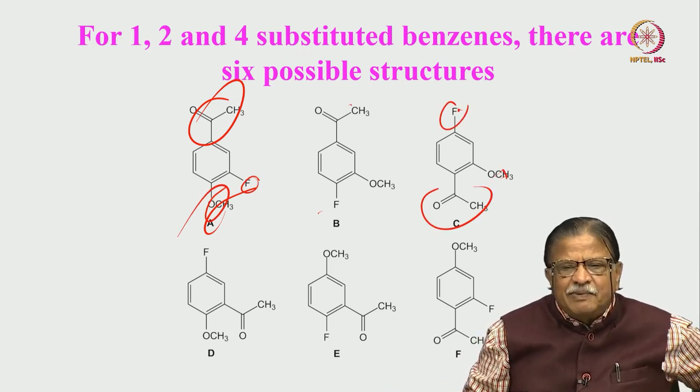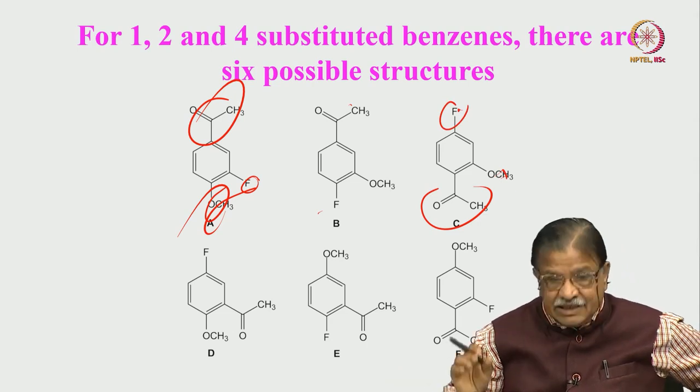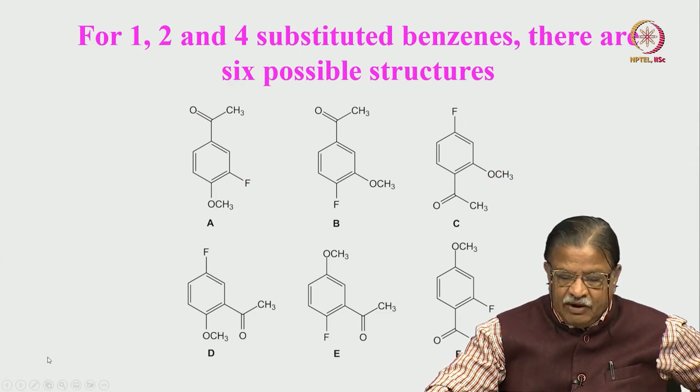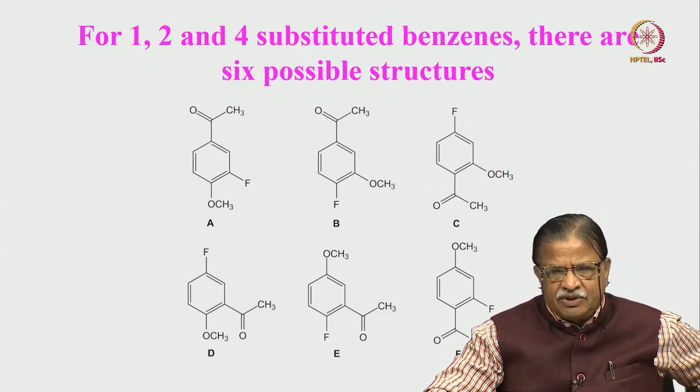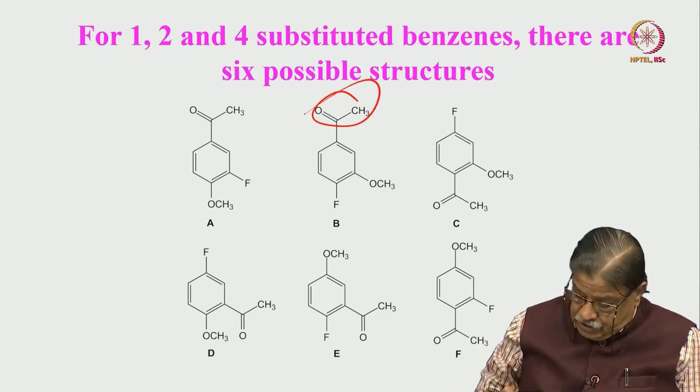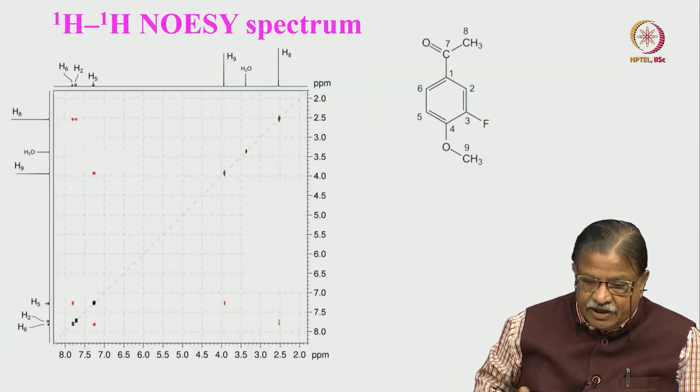Think of all the possibilities. There are 6 such possibilities we can think of for 1 to 4 substitution, where 1 is fluorine and the other 2 substituents are OCH3 and the acyl COCH3. Okay, this is the situation. So there are 6 possibilities. We will think of that.